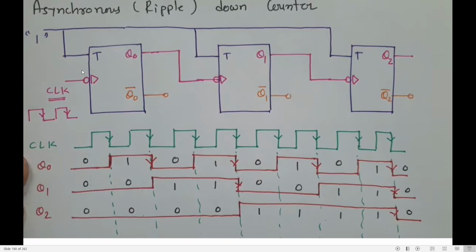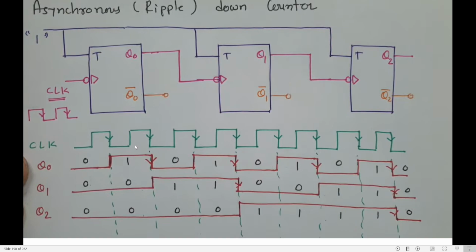Let us start with the construction. Now this is my clock. Can you see, the clock is a sequence of pulses. Now since the clock is negative edge triggered, it has a bubble and a triangle. The bubble is complement, the triangle is edge, so negative edge. What is a negative edge? The downfall, that is 1 to 0. This is a negative edge. This is a negative edge. Give arrow marks to all negative edges.